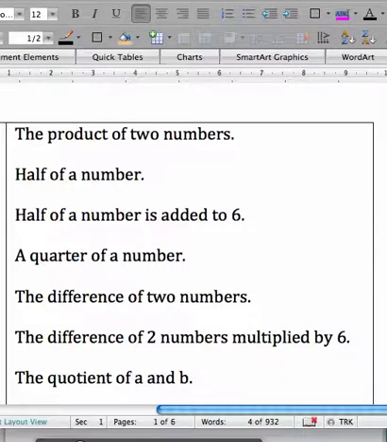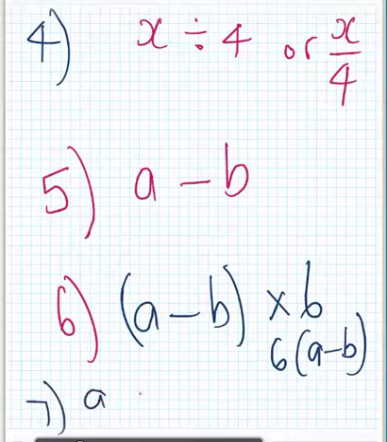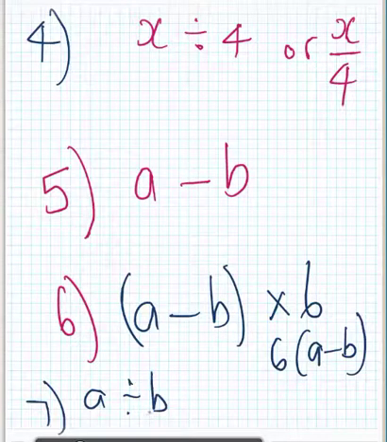Done. And the last one, the quotient of A and B. Quotient means we're dividing two numbers. So instead of A times B, like we had somewhere on the other question, we have A divided by B. Done. So with worded problems, you just have to keep practicing and identifying keywords.